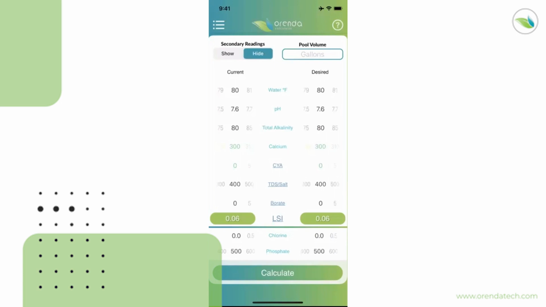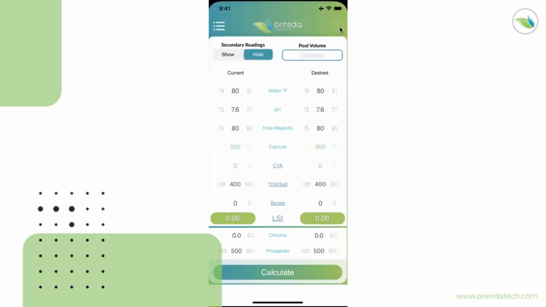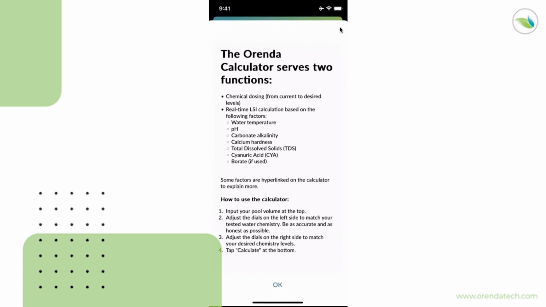So at the very top right, if you can see my mouse, there is, okay, for those of you listening, we are on the Orenda calculator screen. There is a question mark, and I'm going to tap that question mark. And this is kind of an overview of how the calculator functions. It basically does two things. It gives you a vertical readout and a horizontal readout.